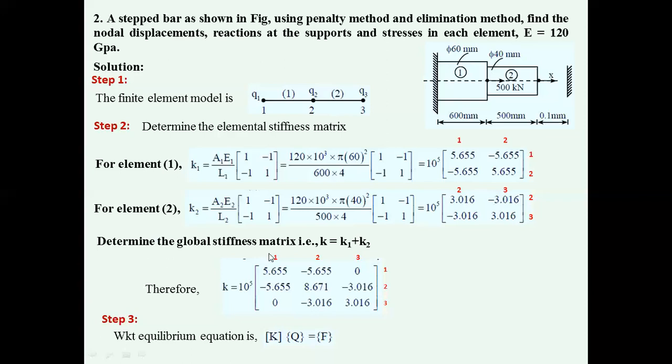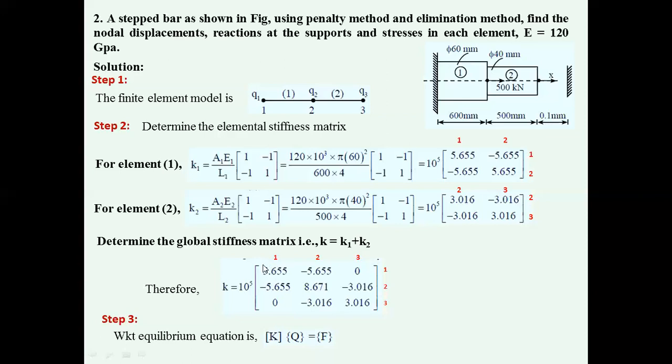Now determine the global stiffness matrix, that is K, which is equal to the sum of the individual stiffness matrices. So therefore K is equal to, as already in element 1 and element 2 I removed 10 to the power of 5, you keep 10 to the power of 5 outside the global stiffness matrix. We have three nodes, so the size of the stiffness matrix will be 3 cross 3. So represent 1, 2, 3, 1, 2, 3. Now I have to write the coefficients of the stiffness matrix.